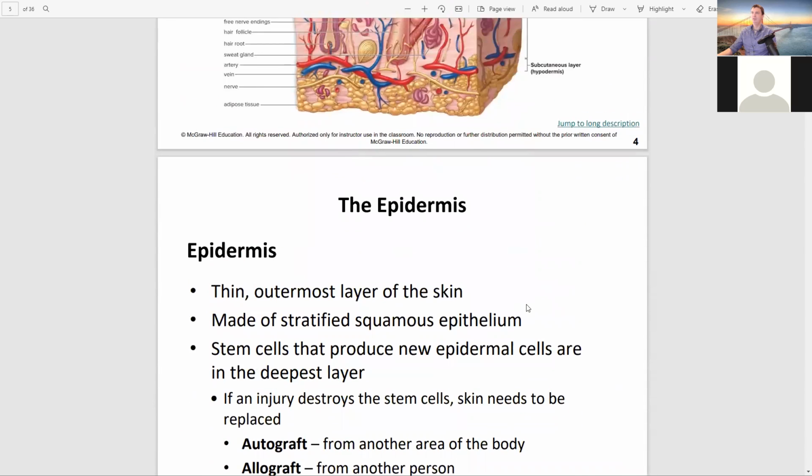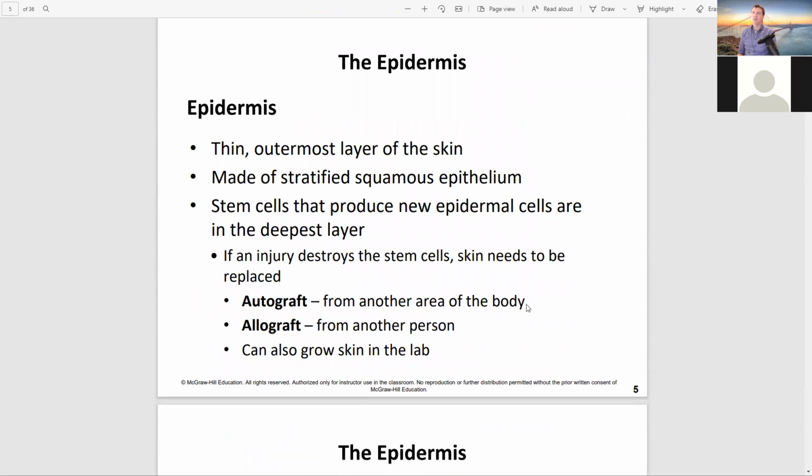So the epidermis is thin. It's the outermost layer of the skin. And it's made of stratified squamous epithelium. And there's stem cells there that produce new epidermal cells in the deepest layer. And if an injury destroys the stem cells, the skin needs to be replaced. And you can do that in a couple ways. You can do an autograft, which is from another area of the body, or an allograft, which is from another person. And then you can also grow skin in the lab.